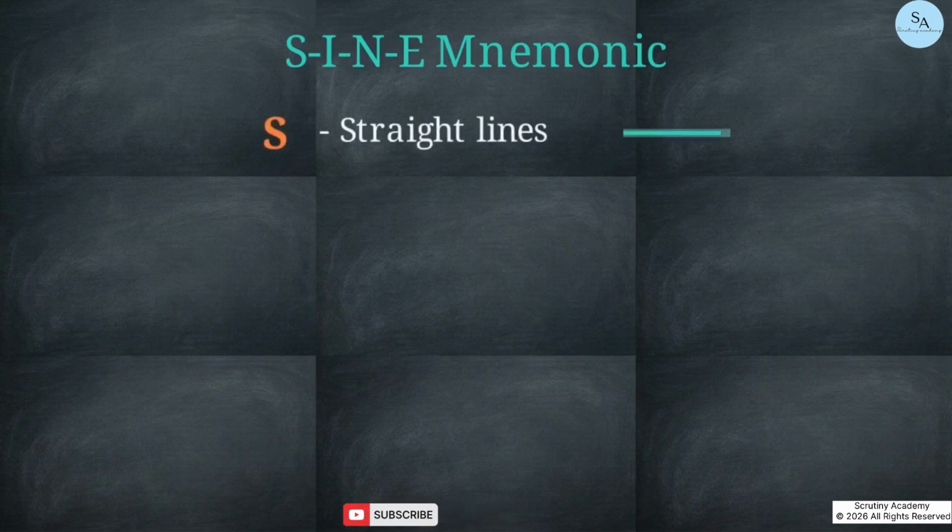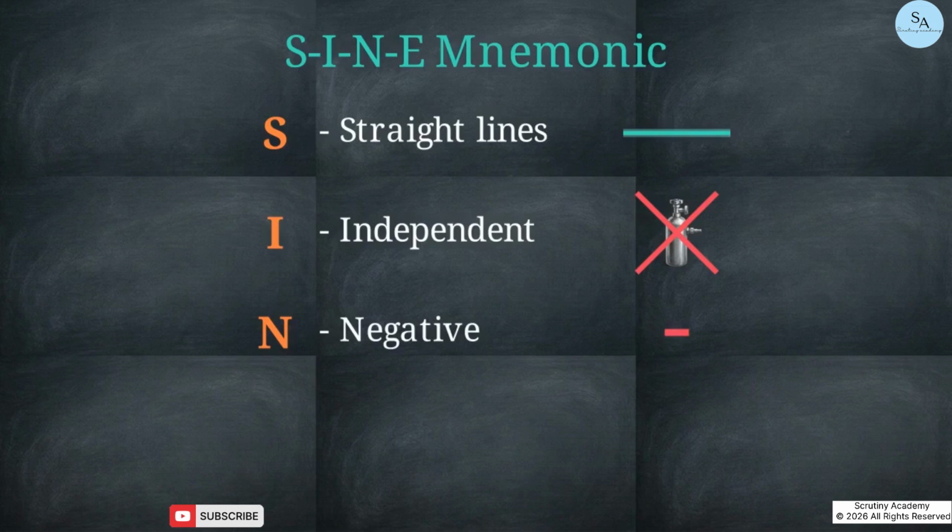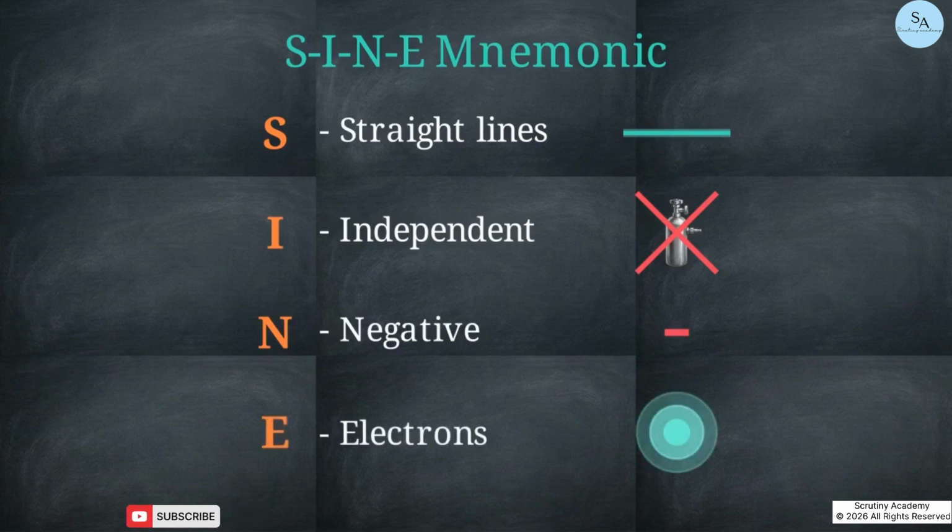To remember the properties of these cathode rays for the exam, use the Scrutiny Academy SINE mnemonic. They travel in straight lines, they are independent of the gas used, they are negative, and they consist of electrons.